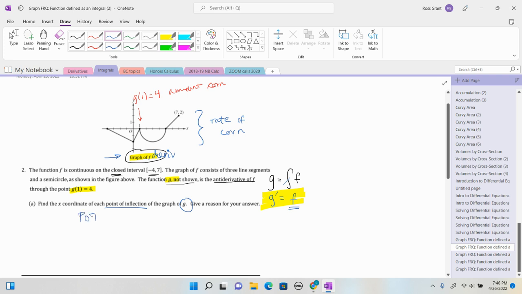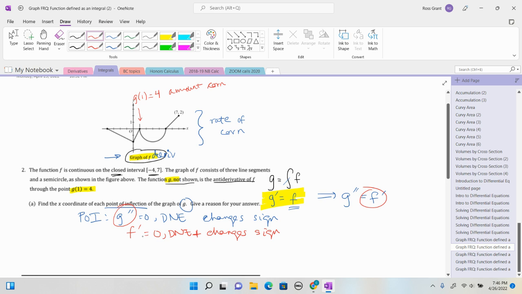Okay, so what's a point of inflection again? A point of inflection is when the second derivative of g is 0 or DNE, and the second derivative has to change sign. Okay, but I don't know what g looks like, so can I get g double prime in terms of f? Well, if I know that g prime is f, let's take another derivative. That would mean the second derivative of g would be the first derivative of f. So what I really can say here, instead of g double prime, is f prime. So f prime is 0 or DNE and changes sign.